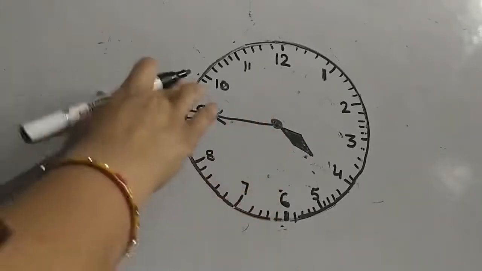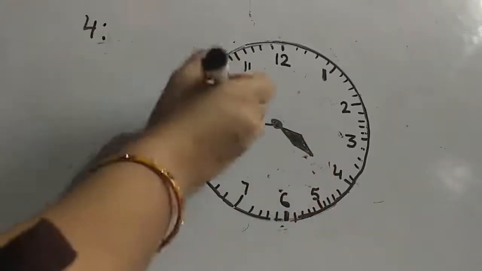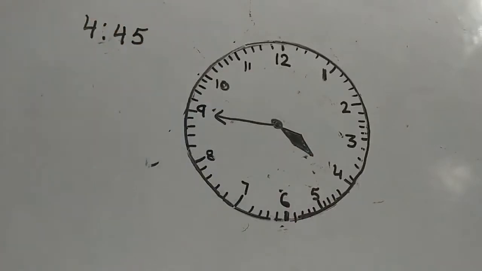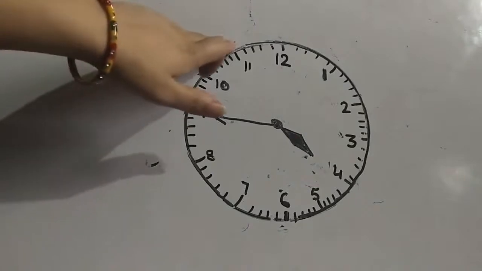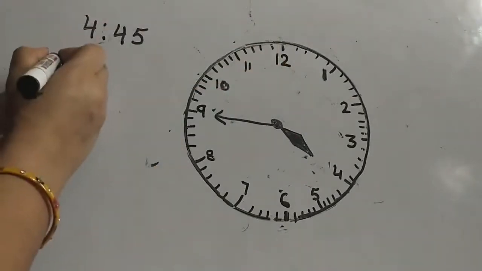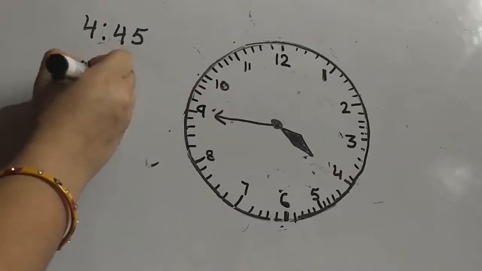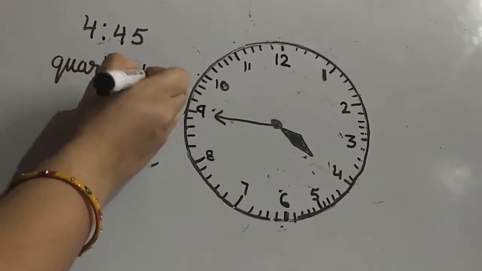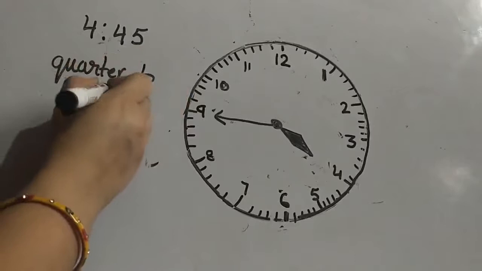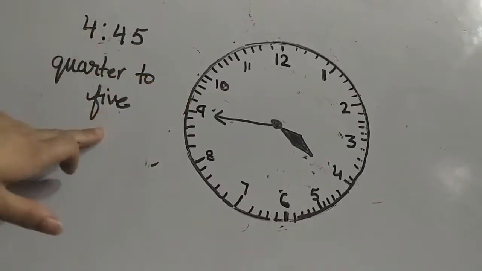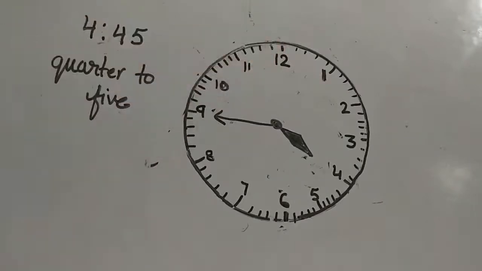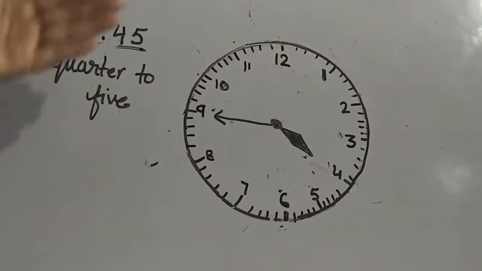Now we'll write it as 4 hours 45 minutes, 4:45. Now how many minutes are left to 5? 5, 10, 15. So we'll write quarter to 5. Next to 4 is 5, so quarter to 5, because just 15 minutes are left. So when 45 minutes are there, we'll read it as quarter to next.